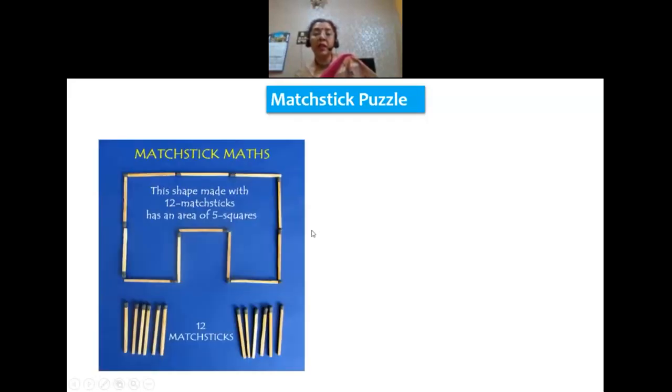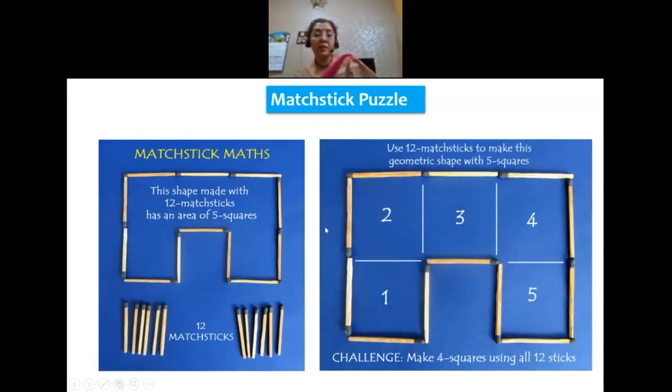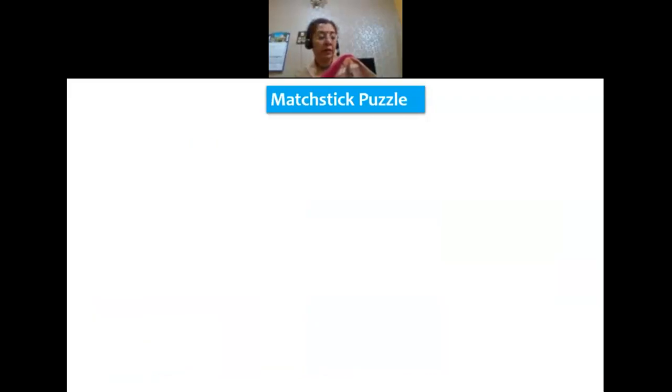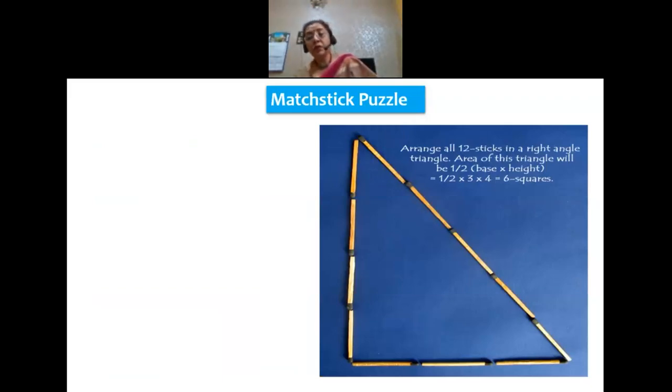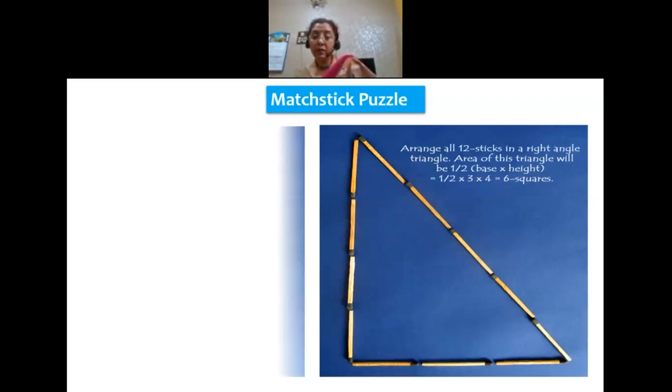Now, tell them to use those 12 matchsticks to create one figure whose area is 5 square units. One matchstick is equal to 1 unit. They will create this. Now ask them to use the same 12 matchsticks to make another figure whose area is 6 square units. They will make this. Again, use the same 12 matchsticks to make another figure whose area is 4 square units. It is a little difficult, but still they will be able to make it.